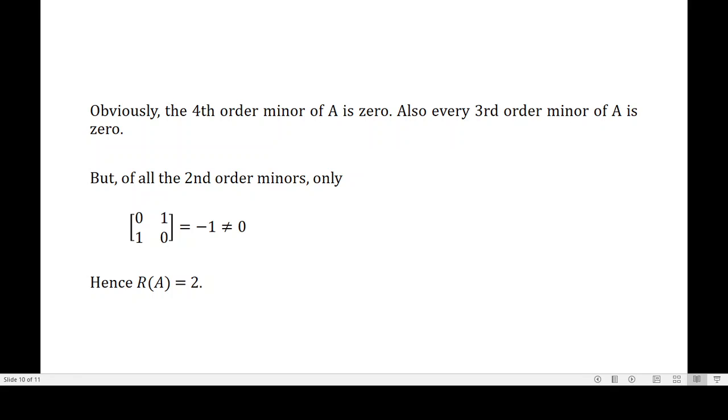I hope it is clear. So, given a matrix of order 4, rank of the matrix is equal to 2. So, we have used elementary row operations or elementary transformations to find the rank of the matrix. I shall stop here.